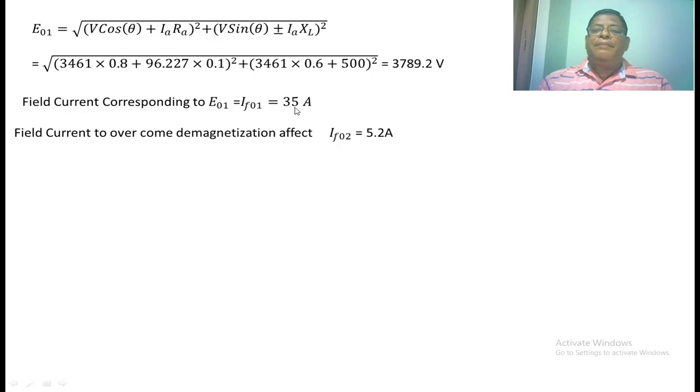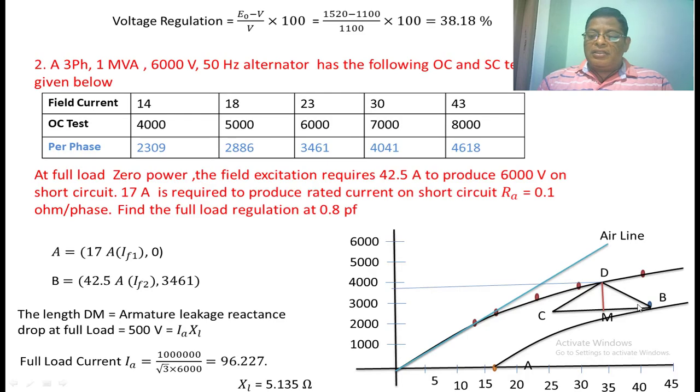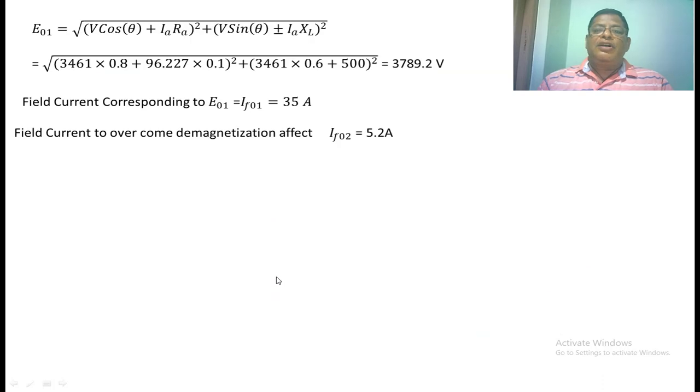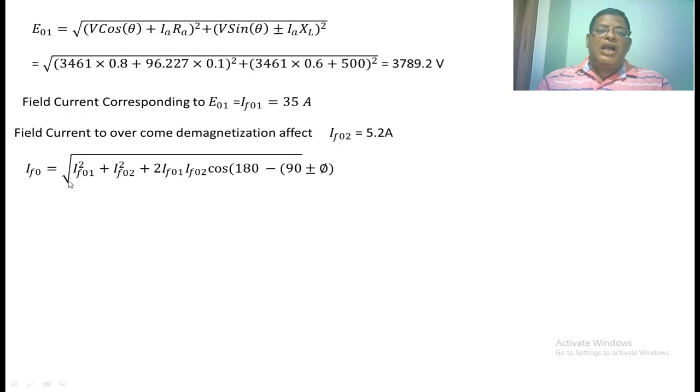Now corresponding to this voltage from the OCC, we are finding the field current, that we got the value of 35 amperes. Now the field current corresponding to the demagnetization effect in the alternator, that also we can calculate from the Potier triangle. This length BM is nothing but the demagnetizing ampere turns corresponding to the Potier triangle method. Approximately I have taken 5.2 amperes. Once you draw that graph, you take the accurate values. IF naught equal to the square root of IF1 square plus IF2 square plus 2 IF1 IF2 cos of (180 minus (90 plus or minus phi)). Plus is for the lagging power factor, minus for the leading power factor. Substitute all the values, we are getting the IF naught.